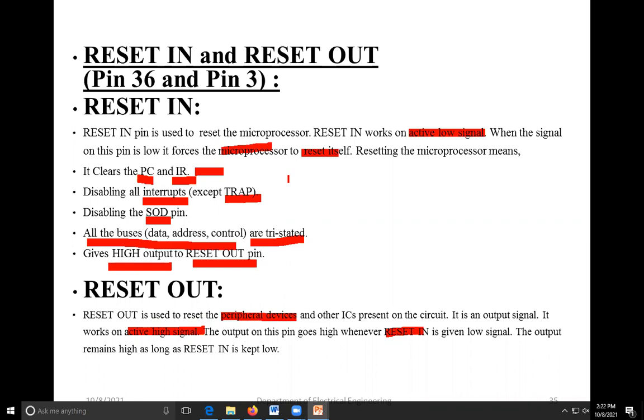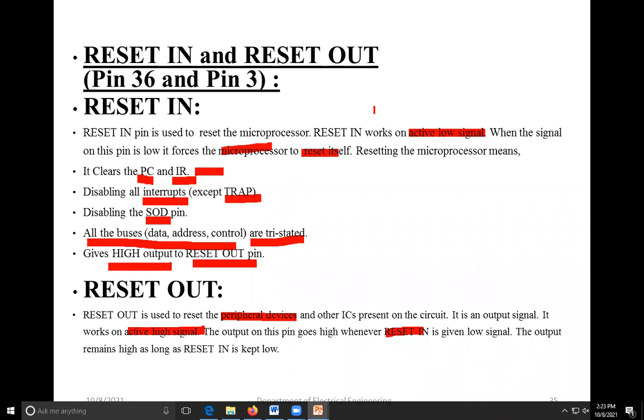Reset in means you have to reset all the data present in the 8085, and reset out means you have to reset all the data, means all the connections which are connected outside, the peripherals. Which are the peripheral devices? The definition of peripheral devices: you have to connect external devices to your microprocessor. It's called the peripheral devices.